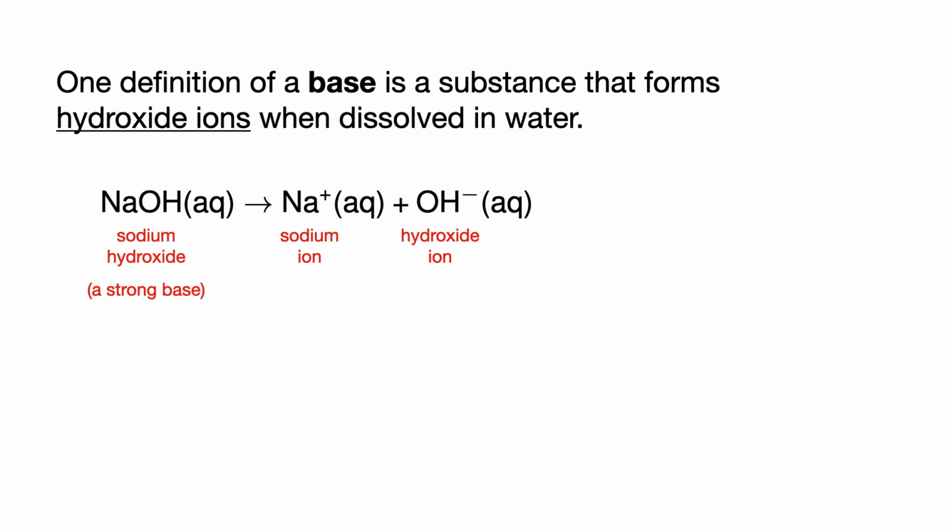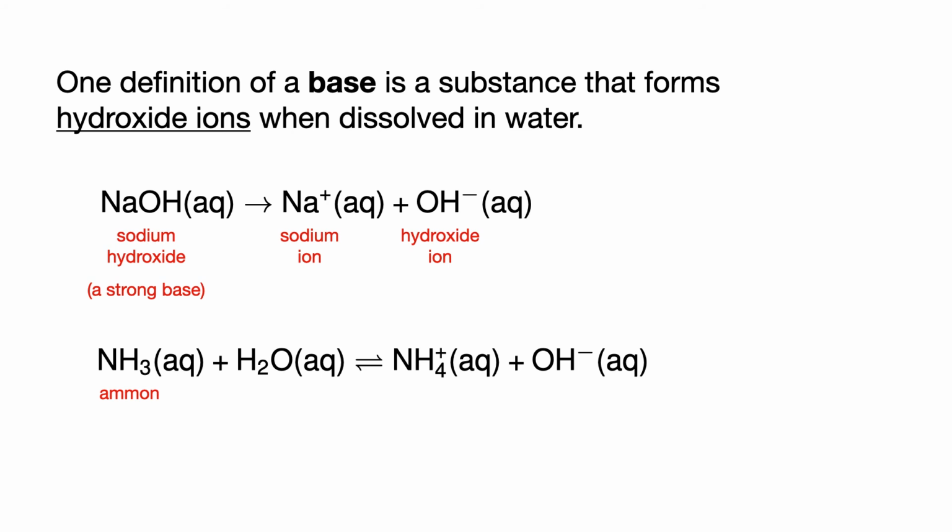Now, an example of a different kind of base is the ammonia molecule. Ammonia has the formula NH3, and when it dissolves in water, the ammonia can pick up H+ from the water, forming ammonium ion, and in the process, it turns the water into hydroxide ion. And so ammonia can act as a base, not because it contains hydroxide ions, but because it results in the formation of hydroxide ions when it's dissolved in water.